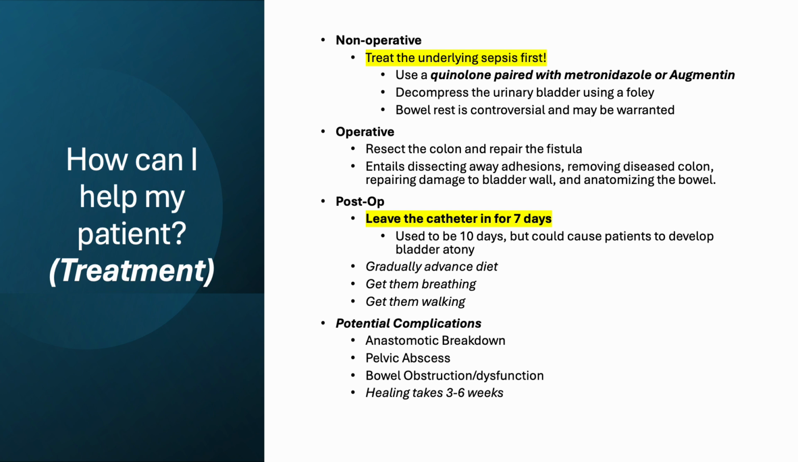So you can have this anastomotic breakdown, which is what happens whenever you accidentally cut arteries either too far into their blood supply or not enough. You can have a pelvic abscess, but this is rare. Just look for signs of inflammation and obstruction. You can have bowel obstruction/dysfunction. This is the most common thing that's going to happen. And then healing is going to take around 3 to 6 weeks, so just make sure you tell your patient.